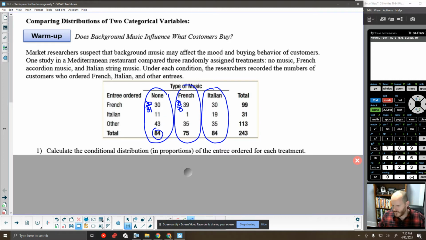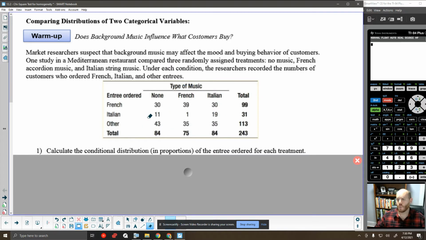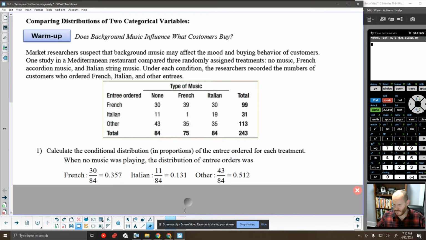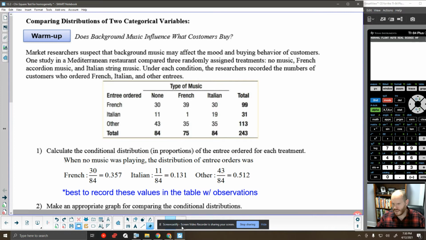As I go through each of my distributions, within each of those categories, the sum of the percents should add up to 100, as those constitute the total percentage of all of the values. So here we can take a look at these. If I'm looking at entree ordered when no music was playing, as I mentioned, I got 30 out of 84. For Italian, it's 11 out of 84. And for other, it's 43 out of 84. That gives me each of those percentages.